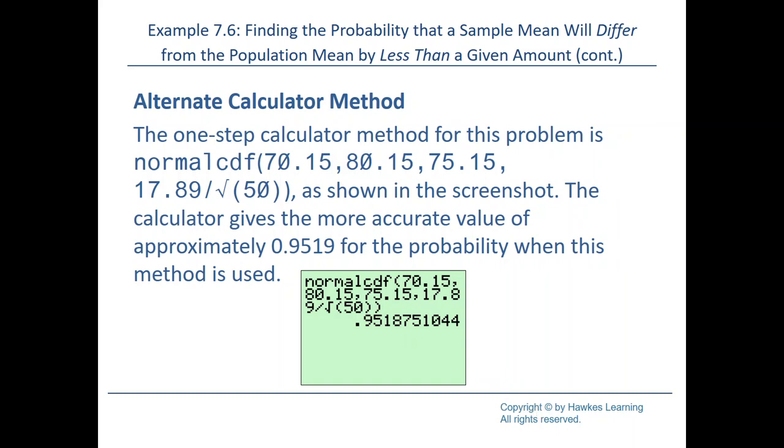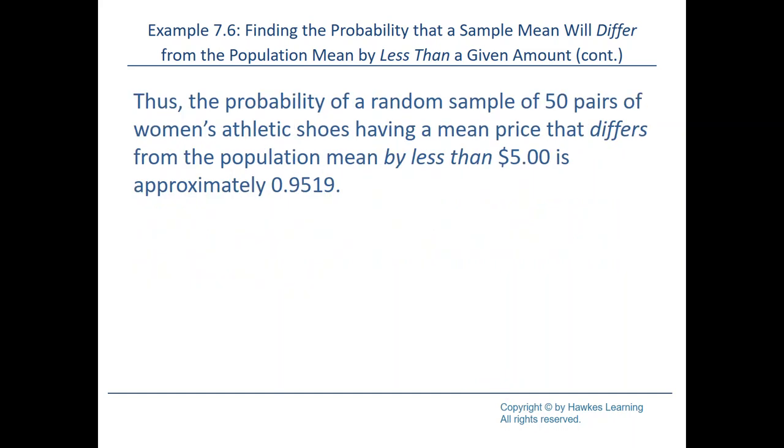So pretty much the way our answer works here is that even with the calculator, you can still find the exact same answer with the table. The probability of a random sample of 50 pairs of women's athletic shoes having an average price that differs from the population mean by less than $5 is going to be 0.9519. So it's pretty much likely to happen.